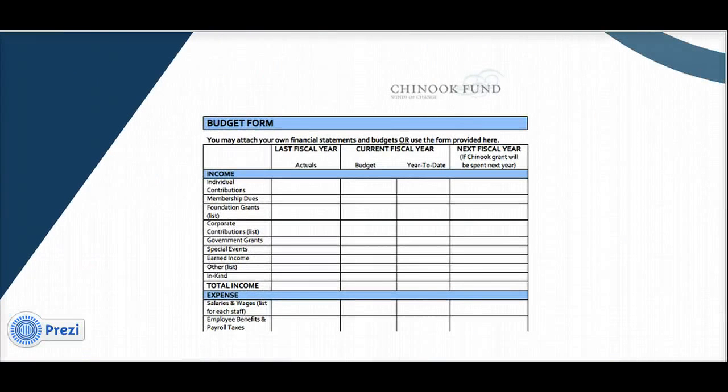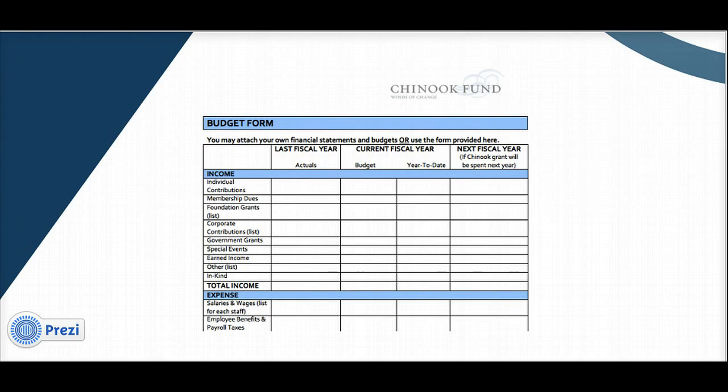The budget form. This is a partial picture of the Chinook Fund budget form. The Chinook Fund provides a budget form in the grant application packet for applicants who wish to use it. However, organizations are certainly welcome to use their own financial statements and budget forms. Please do not include bank statements, transaction logs, or 990 forms in your application.